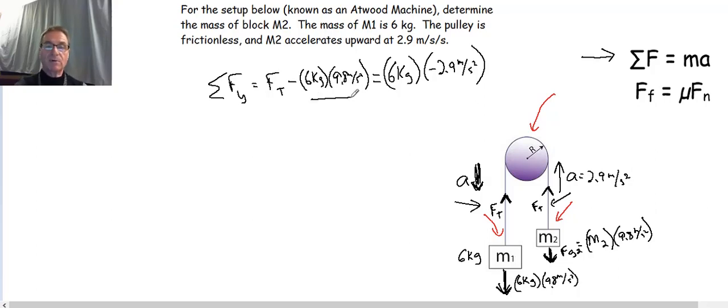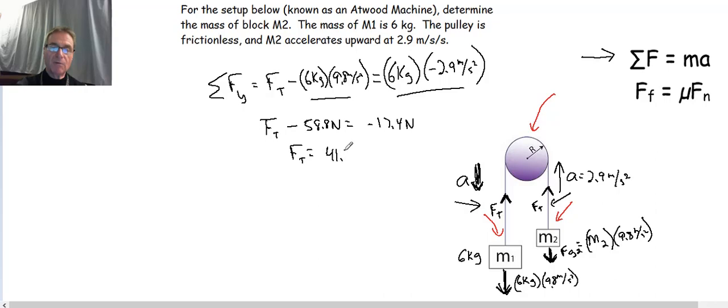Okay? So we have numbers here, we have numbers here. We can actually solve for the force due to tension here. So our force due to tension minus 6 times 9.8, and that's 58.8 newtons, is going to equal 6 times negative 2.9, and that turns out to be negative 17.4 newtons. If I add 58.8 newtons to each side, my force due to tension in the rope is going to be 41.4 newtons.